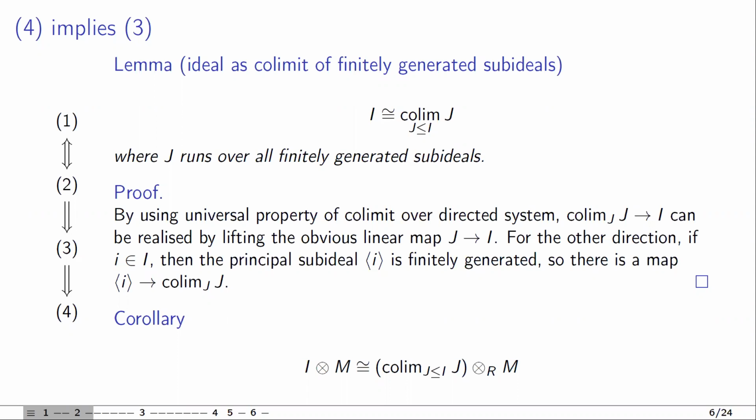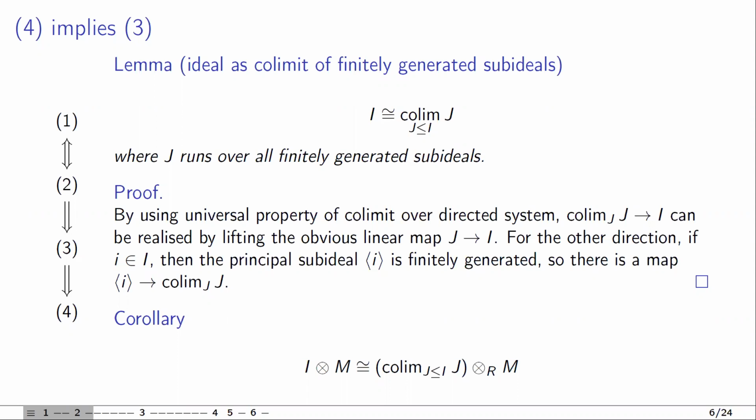And from left hand side to right hand side, if we have an arbitrary element small i in the capital I, then the principal ideal generated by this small i is for sure smaller than I, and it is finitely generated. So there is a map from this principal ideal to the colimit over all the collections of sub-ideals. You have to prove it's R-linear. Yeah, you have to prove that it is R-linear. The proof is doable. It's not too bad.